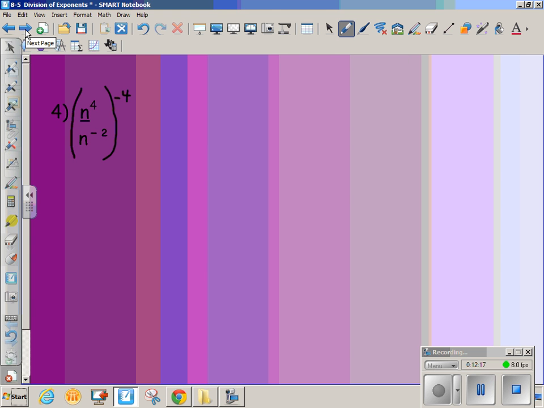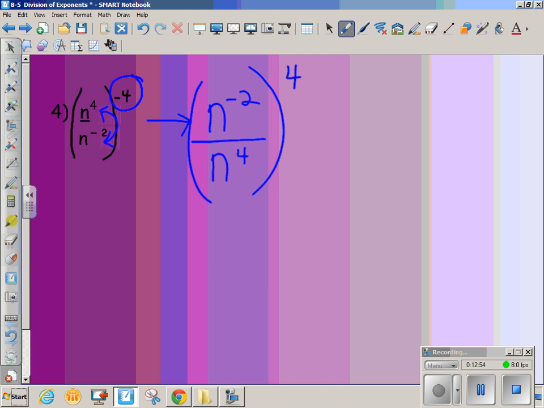Now, on this last example, we have a power raised to a power. So there's a couple different things going on here. We have our fraction, which means it's a quotient, but then we also have a power to a power. So this problem is going to be a lot easier if I recognize that this is a -4. Anytime you have a negative exponent, all you really have to do is flip-flop the numerator and the denominator. So now you have n raised to the -2nd over n raised to the 4th, and then now it's a positive exponent. So take a deep breath.